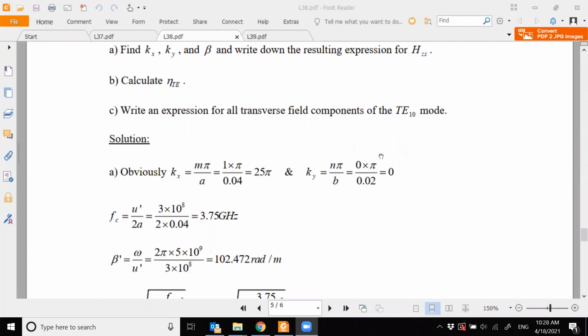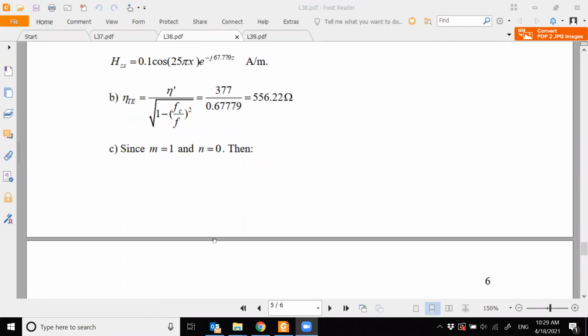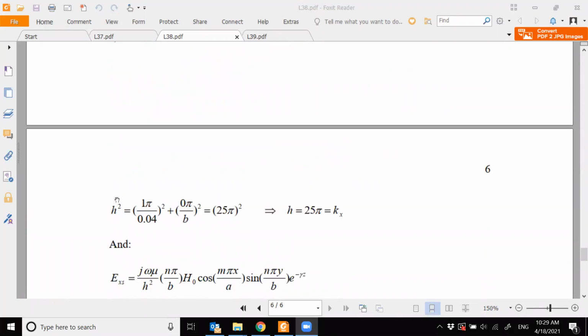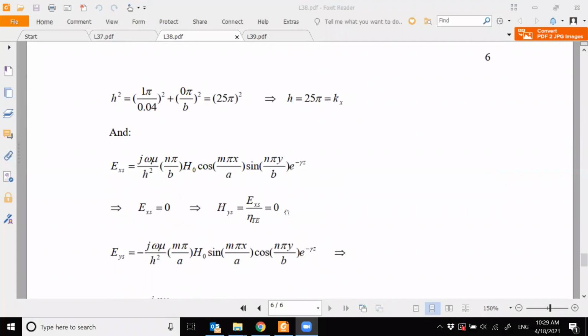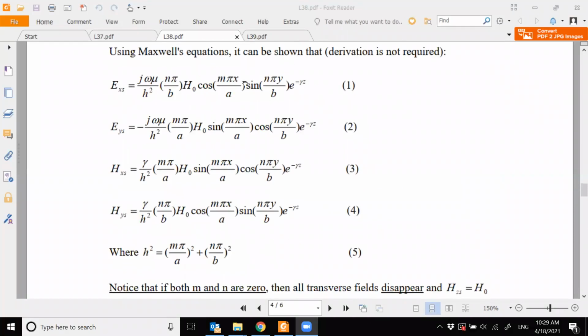Now, last part, write an expression for all the transverse field components of TE1,0. So the remaining ones, which are EXS, EYS, HXS, and HYS. This is what is asked. We know M is equal to 1 and N is equal to 0. So therefore, I'm first finding h square, which is (m pi over a) square plus (n pi over b) square. So this is my h square. So h is nothing but 25 pi. And then I'm now substituting this in all the field components that we have derived, all four field components.